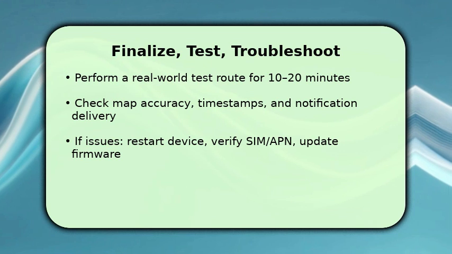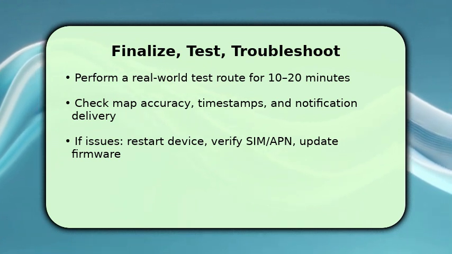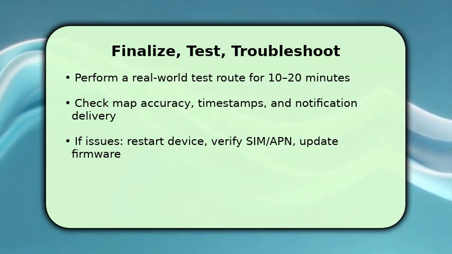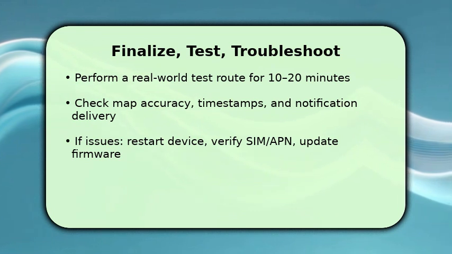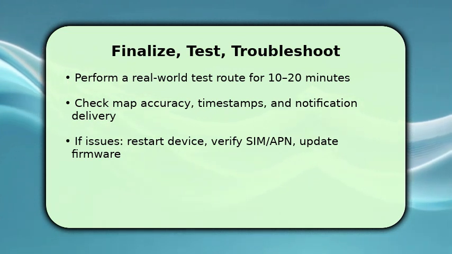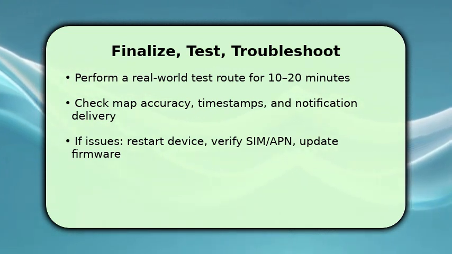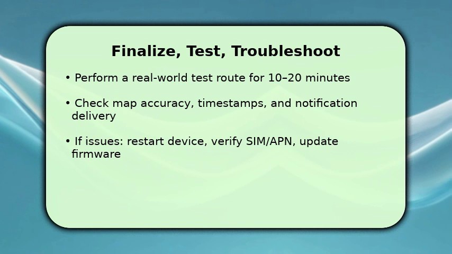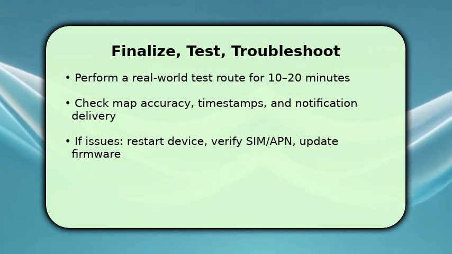If tracking lags or drops, first restart the tracker and the app. Next, verify SIM balance, APN, and that the GPS antenna has sky view. Poor reception causes drift. If problems persist, update firmware or contact support with device ID and log files. That speeds diagnosis and resolution.